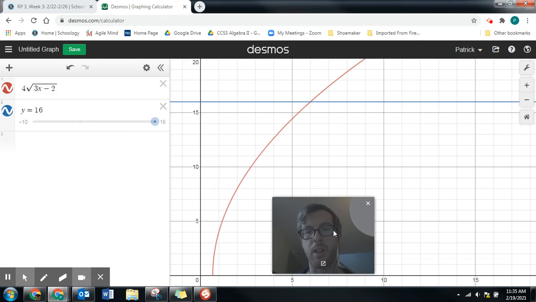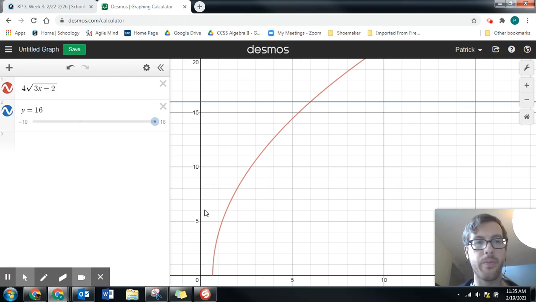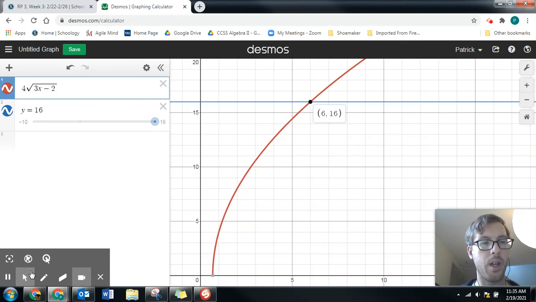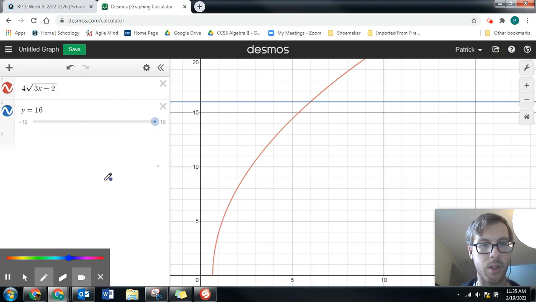It doesn't really matter as long as you can see it. Okay? So now to find our solution, I'm going to just scroll along. In fact, if I click on either one of these, this little gray dot will pop up, and I can see it's highlighting the point (6, 16). That's the intersection point.